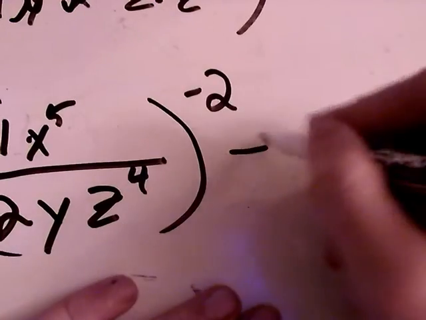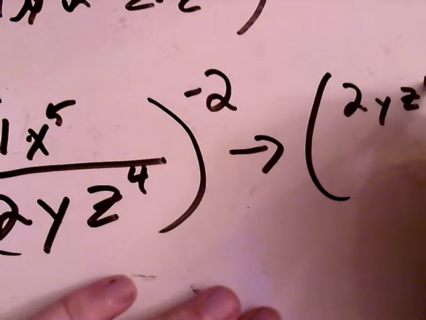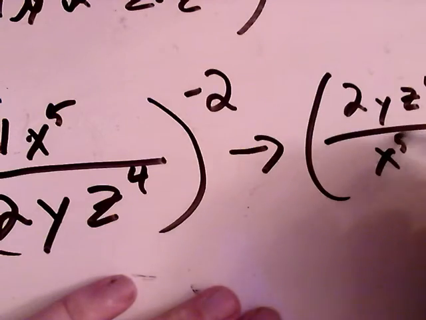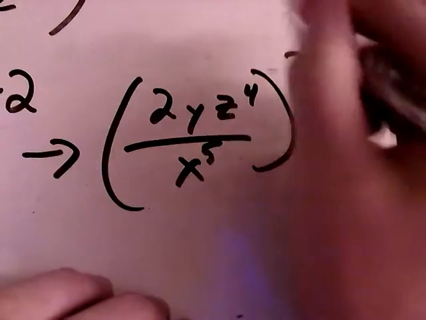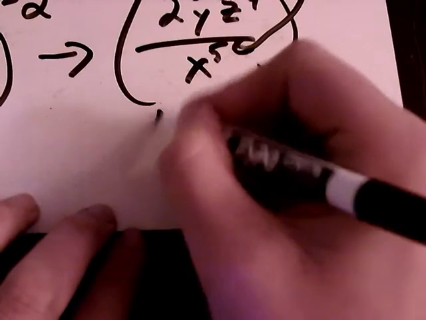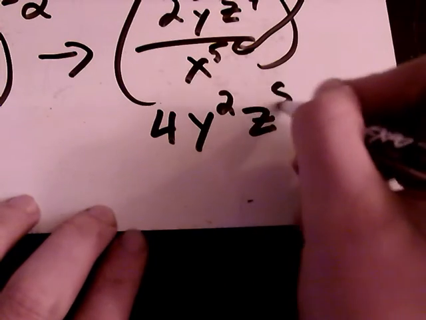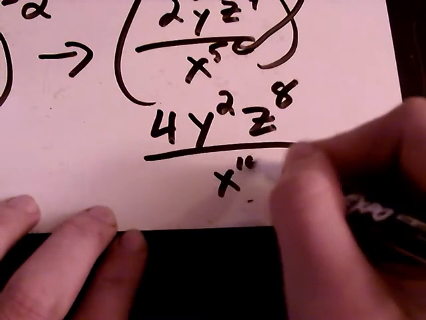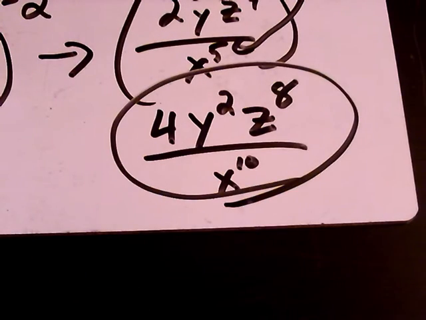So first, to make this a positive 2, let me do it and show. So you have to flip it. We took everything on top and moved it to the bottom, and the bottom to the top. Now you distribute to everything. It comes out with 4 y squared, z to the 8th, x to the 10th. A lot of stuff going on, but as long as you follow directions and stay organized, you'll be good to go.